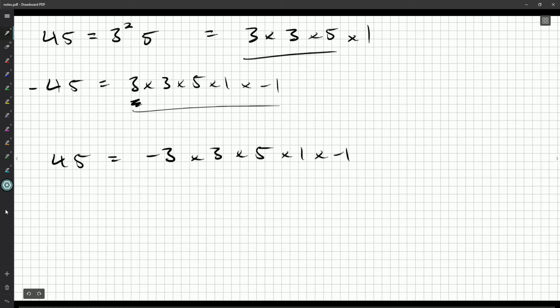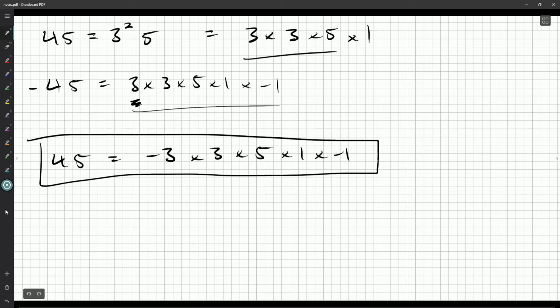I've got 2 negative numbers and 3 positive ones. That multiplies to a positive. -3 times 3 is -9, times 5 is -45, times 1 is -45, times -1 is 45. So this fits the description of my numbers, v, w, x, y, and z. What did they ask for? They asked for the sum. So we could write it out.